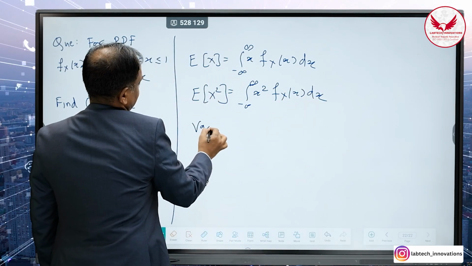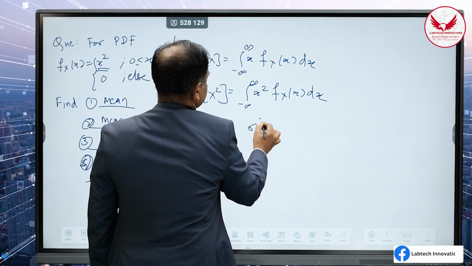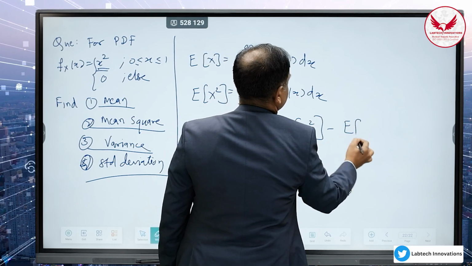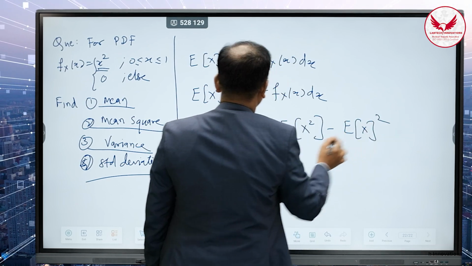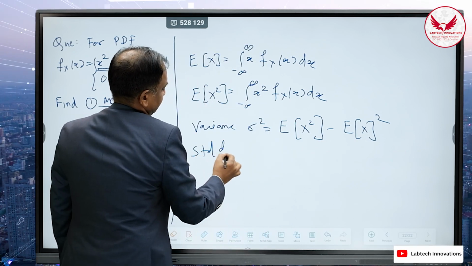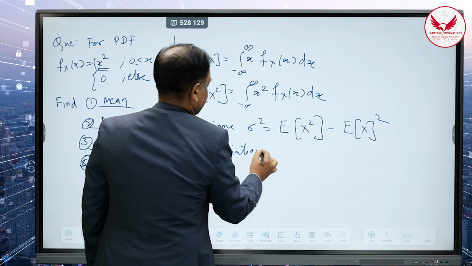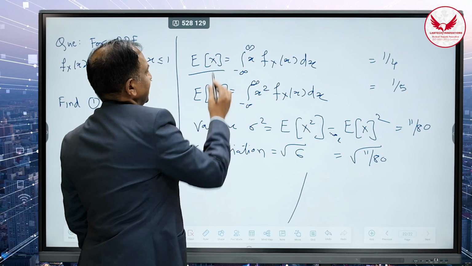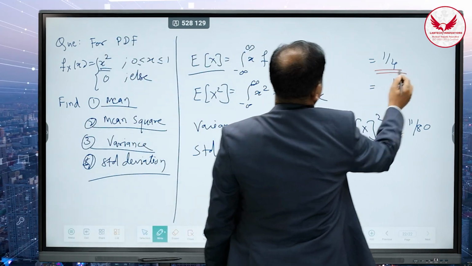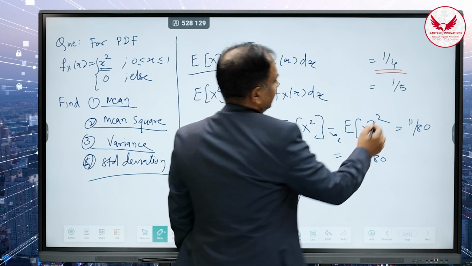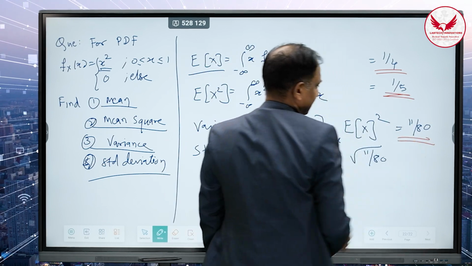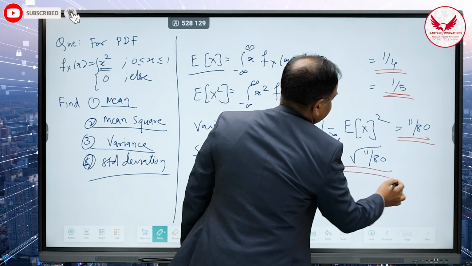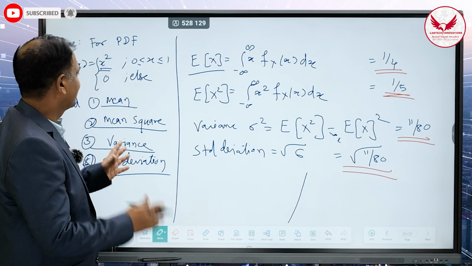Then the variance, that is sigma square, is equal to E of x square, that is the mean square value, minus E of x the whole square, and the standard deviation is equal to the square root of this. If we solve this, we will get the expectation value 1.4, the mean square value 1.5, the variance 11 by 80, and the standard deviation is the square root of 11 by 80. Such type of problems will be asked.